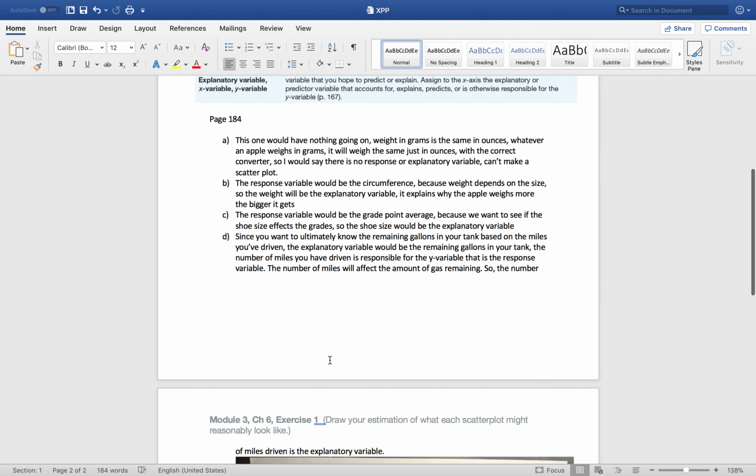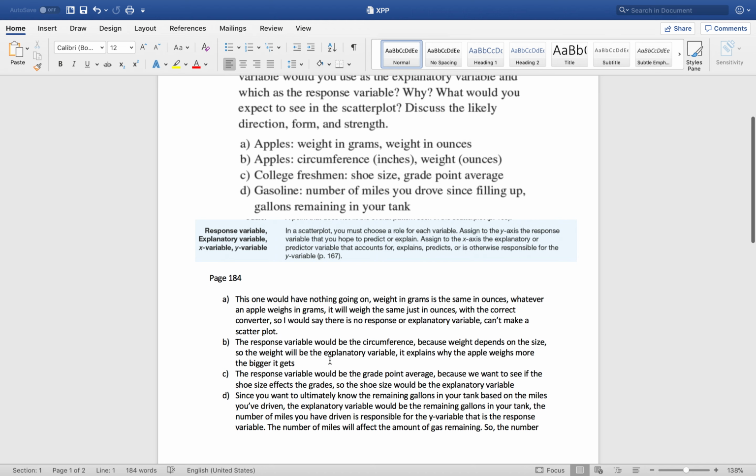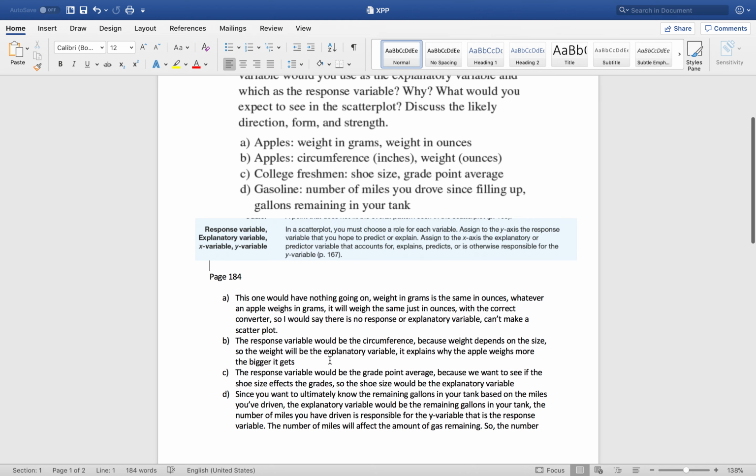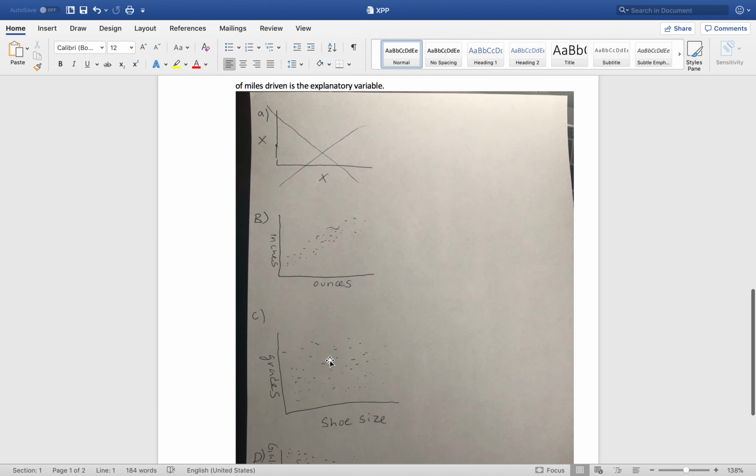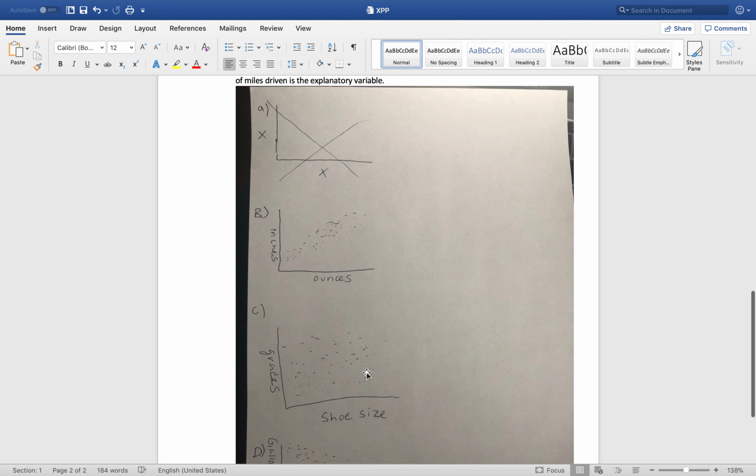So for this one, for the direction, there's kind of no direction. Form, there's no direction and no strength. It's just kind of there. Because I really don't know if the shoe size is going to affect the grades unless I had data. If I had data and shoe size did affect grades, meaning the bigger the shoe size got, the better the grades were, then this would be a positive correlation and a strong one. But if it's the opposite, it could be negative. But for this one, again, there's no strength and no shape because I have no actual data.